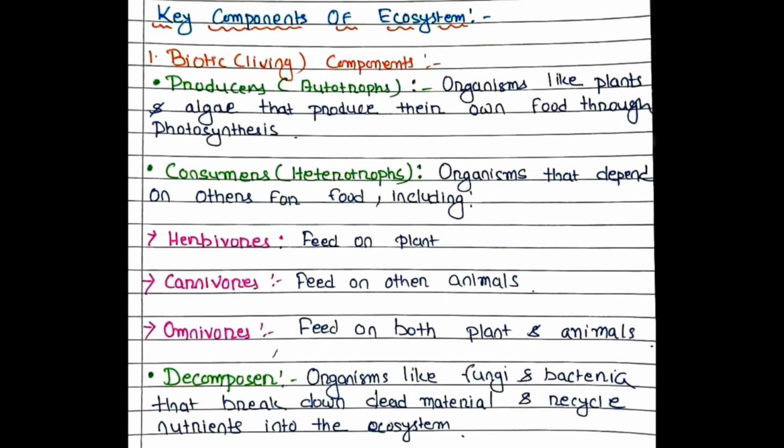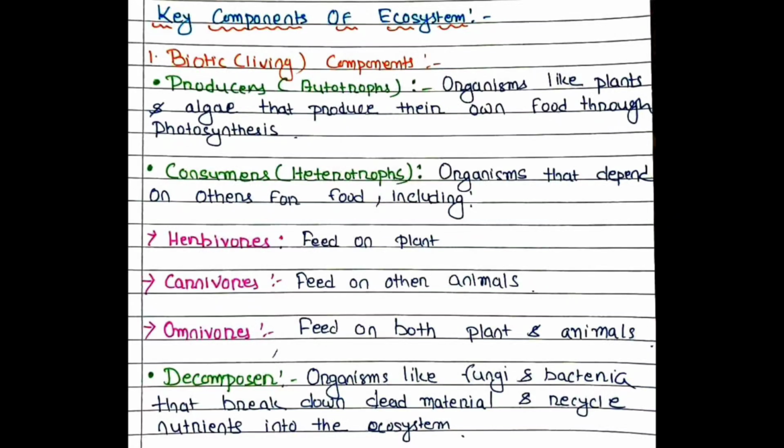Then comes the consumers or heterotrophs. The organisms that depend on others for food are called consumers or heterotrophs. There are three types of consumers. First comes the herbivorous, then comes the carnivorous, then omnivorous. The herbivorous feed on the plant. They are dependent on the plants for their food. Then comes the carnivorous, which feed on the animals.